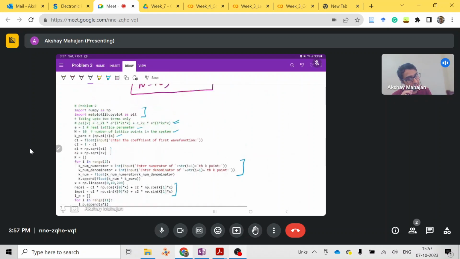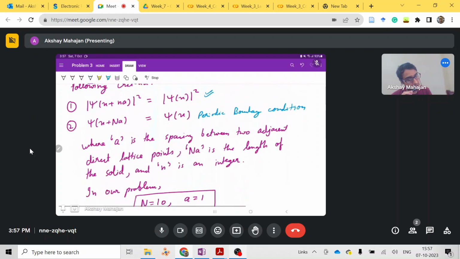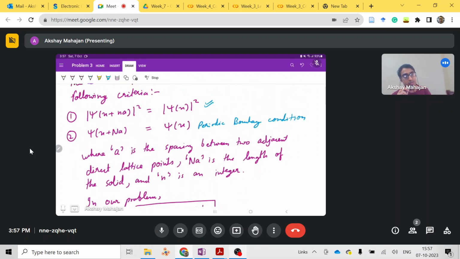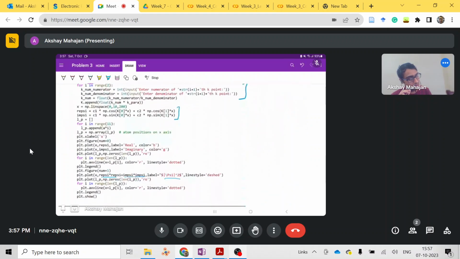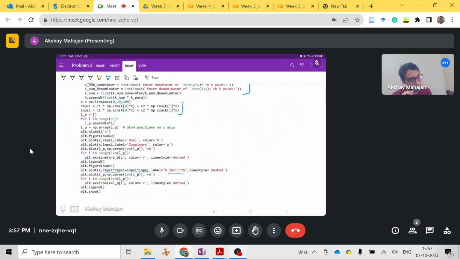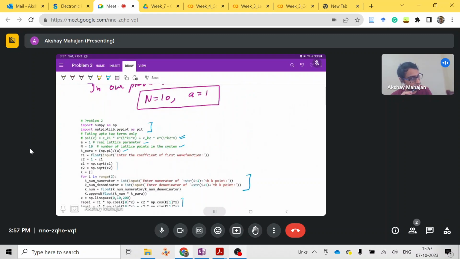So what we needed is that psi square should have the periodicity of your direct lattice points, so that mod of psi at x plus na squared is equal to mod of psi x squared. Your psi wave function should also be periodic, so both the real and the imaginary parts should be continuous at the periodic boundary positions. So this is the code. Let's see this code in action.